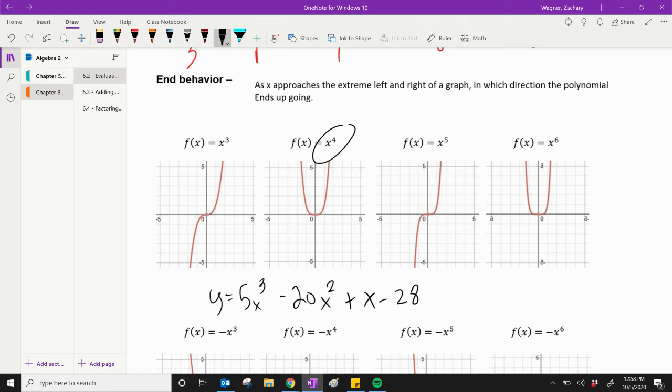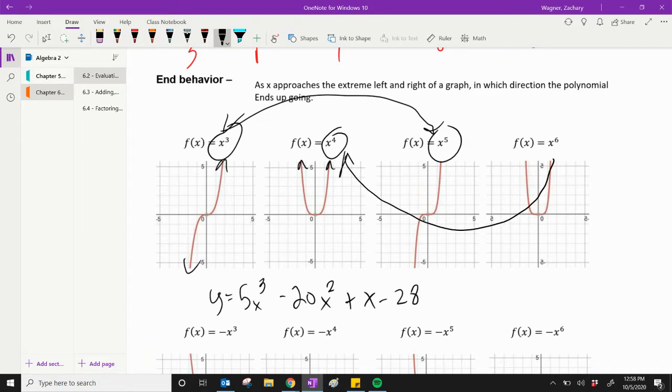Fourth degree terms are very similar, except when you take a negative x value to a positive even degree, it becomes a bigger positive value. So your end behavior starts up and ends up instead of starting down and ending up. Fifth degree terms have identical end behavior as cubic, and fourth degree terms have identical end behavior as sixth degree terms, as well as quadratic terms. This is the way it goes.